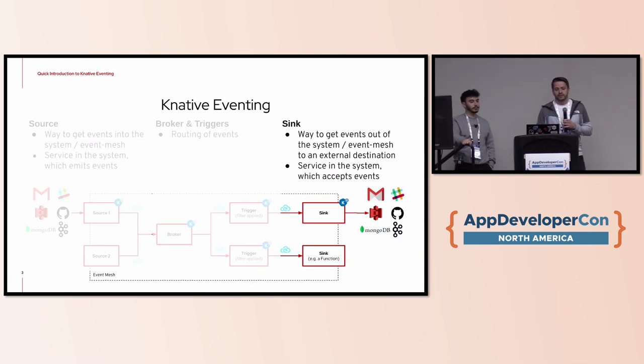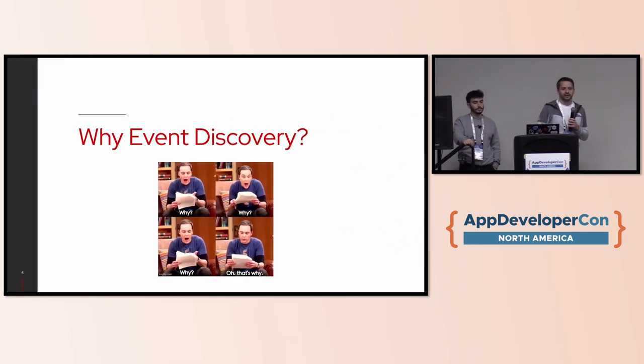Another building block in Knative Eventing are sinks. A sink can be simply seen as a way to get events out of your event mesh and talk to a third-party system. For example, taking a CloudEvent and talking to the Slack API by translating the CloudEvent into a Slack message. But a sink can also be a service in the system which simply accepts events, for example, a Knative function, which then does something with the event. OK, so those are the main building blocks that appear a lot in the next slides: sources, brokers and triggers, and sinks.